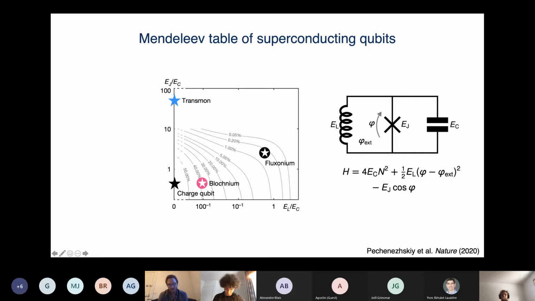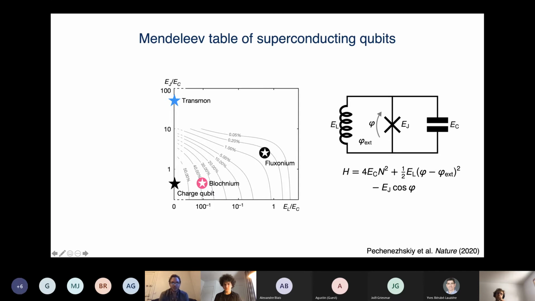Here I'm also plotting a plot taken from this paper, which just came out in September in Nature from Vlad Manucharian's group in Maryland. Here they are also plotting, in gray curves, the probability that the phase extends beyond a certain threshold. Here it's pi. So as you get closer and closer to the origin, the phase tends to extend.